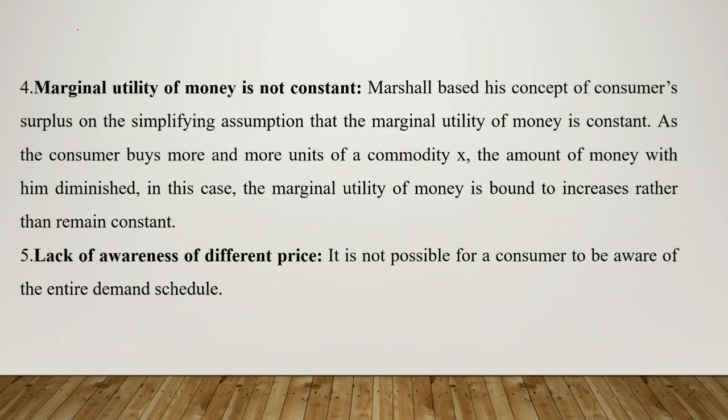Marginal utility of money is not constant. It changes. It differs. Suppose a person is using more and more units of money, the money with him diminishes, but marginal utility increases rather than staying constant. So it leads to difficulty in measuring the consumer surplus.